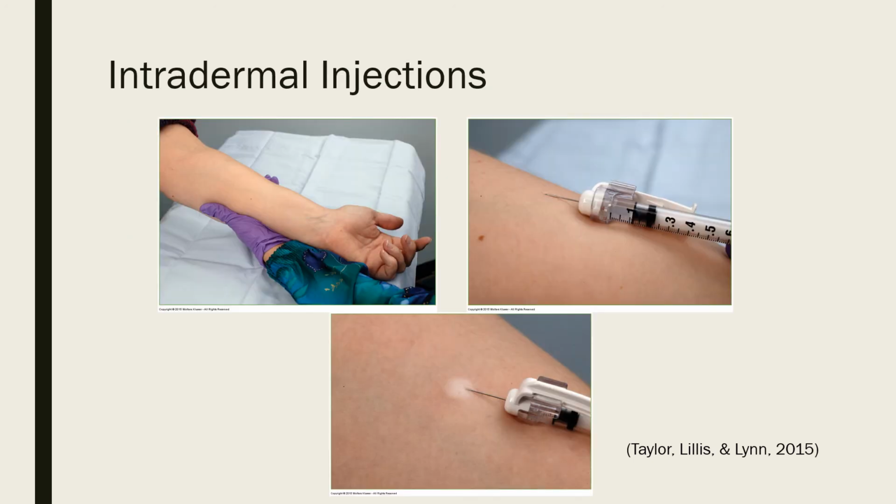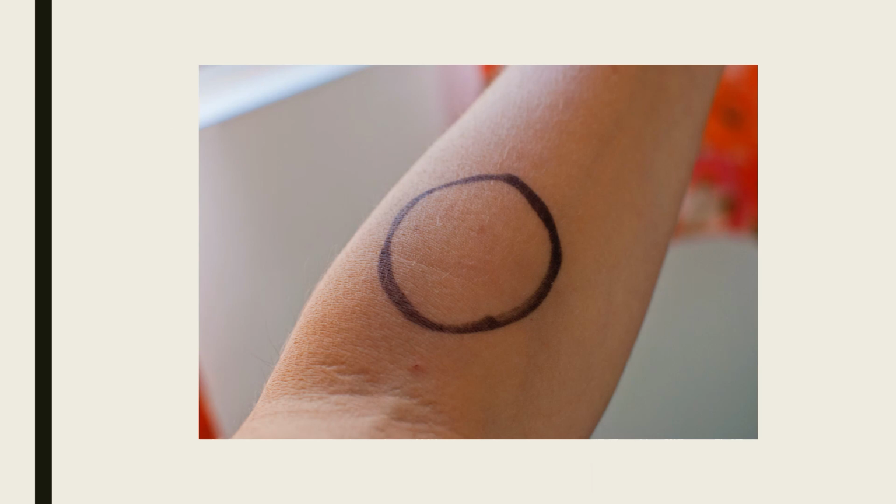So here's an example. In the top left picture, that's how you're going to hold the patient's arm, and then you're going to insert the needle at that 5-degree angle with the bevel up and inject the medication right under the skin until you get that little bleb, or wheal is what some people call it. And that little bleb will go down over time.